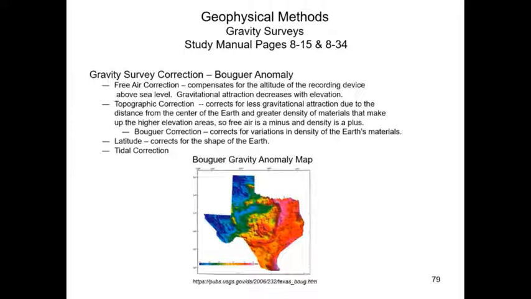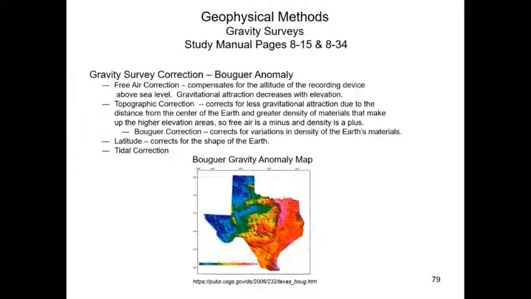So you don't have much of a topographic correction, say in Florida, where above sea level maxes out at like 18 feet. But here in Colorado, where we max out at 14,500, give or take, we have a different correction for that. The Bouguer correction corrects for the variations in the density of the Earth's materials, but it's incorporated into this topographic correction. Then we have a latitude correction because the Earth is not exactly round.